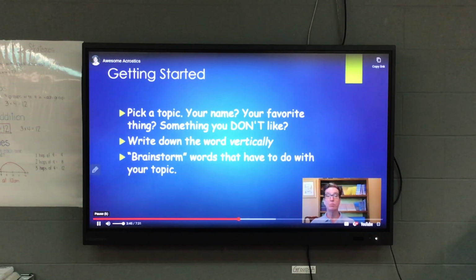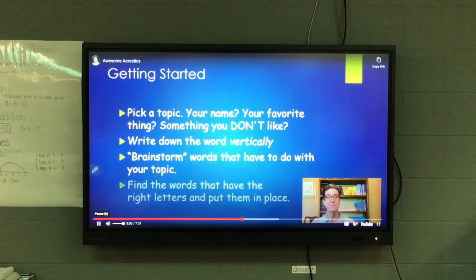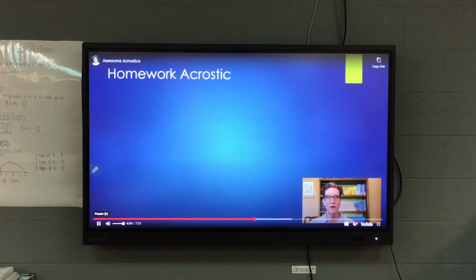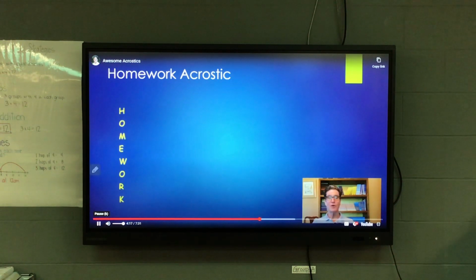Then you want to brainstorm words or ideas that have something to do with your topic. And when you're all done brainstorming ideas, find the words that you can use that have the right letters on them and put them in place in your poem. That might sound like a lot, but let's step through it. So I decided that I would like to write an acrostic about something that I don't like, and that thing is homework. So the first thing I did was I wrote the word homework down vertically on the page, one letter below the other until I've got the whole word written down.